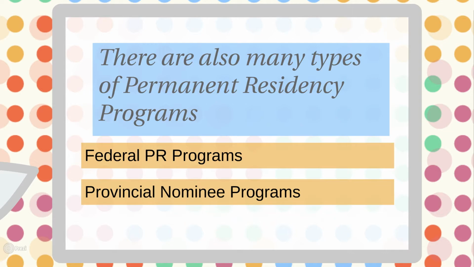And then the provinces have their own nominee programs. They do mirror the federal programs a lot, but they have their own specific programs which change from year to year. And then there are also some different ways towards permanent residency that we haven't talked about, but they're kind of outliers. If you come as a refugee or asylum seeker, or if you come here on a temporary resident permit, those are also ways to get permanent residency.